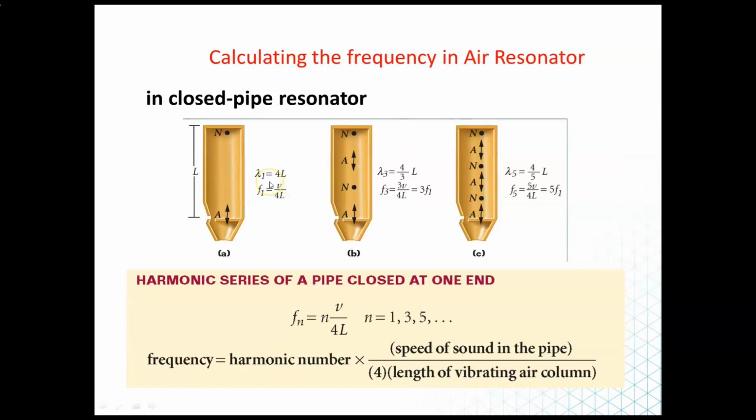Now, as you see, the resonance in a closed pipe happens only when N, which is the number of the harmonic, is an odd number. If it's an even number, the resonance won't happen. This is why we don't see the second harmonic or the fourth harmonic or any even number, because the resonance happens only when N is an odd number.